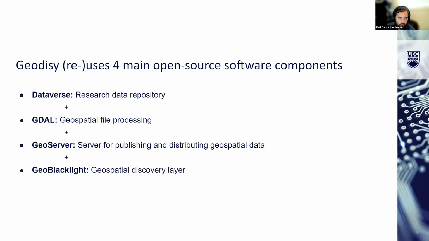We're using GDAL for extracting bounding boxes from geospatial files and for normalizing the files. In our pipeline, we're converting all rasters to GeoTIFFs and all vectors to shapefiles, just to make it easier to put everything into GeoServer, which we're using for dataset preview. And then GeoBlacklight is our discovery layer. We've made a minorly customized version of it to fit our needs.